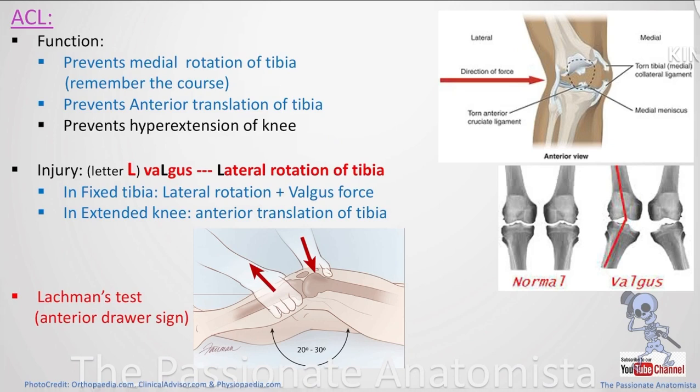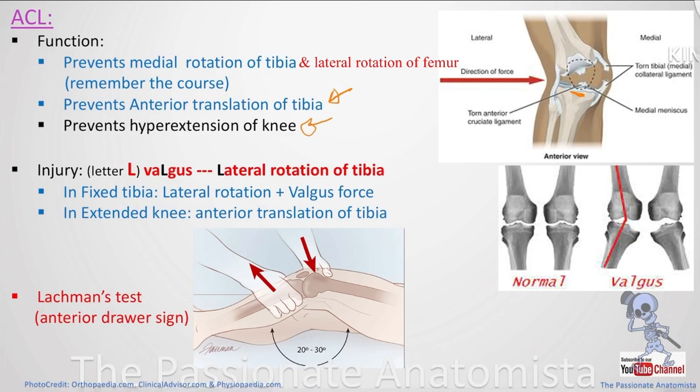Now, what happens in the ACL and PCL? It's very easy to understand that the ACL prevents anterior translation of tibia. It's very simple and easy because it's anterior cruciate. So it's holding the anterior part of the tibia from moving forward. And we understand that everything prevents hyperextension. Now, what does the ACL also prevent? It also prevents the medial rotation of tibia.